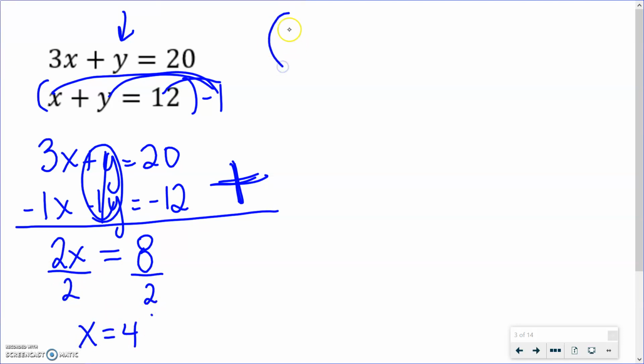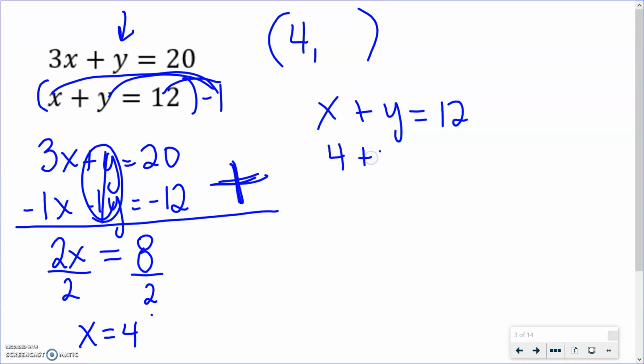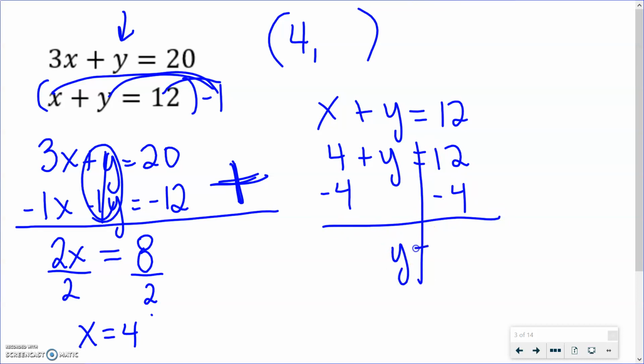Okay, so again, we still have to get what the y is equal to, because it's a system of equations. And this time I'm going to pick that second equation, x plus y equals 12, because that's pretty straightforward for me here. There's no coefficients, just less to multiply, so I'm going to put 4 in for x, and 4 plus y is 12. Now I can subtract 4 from both sides, 12 minus 4 is 8, so we get 4, 8 as our point of intersection of those two equations.